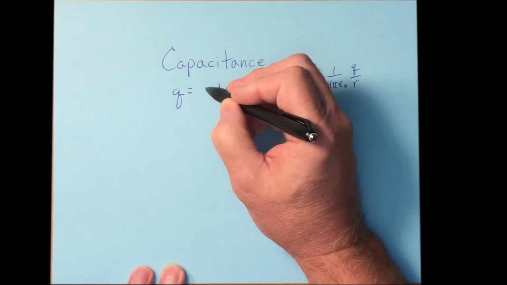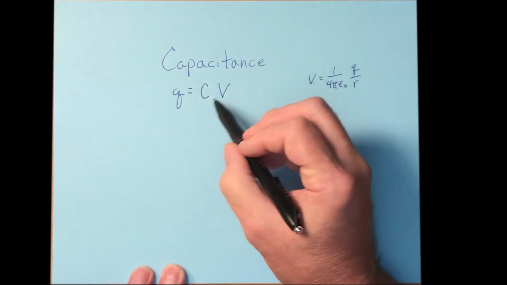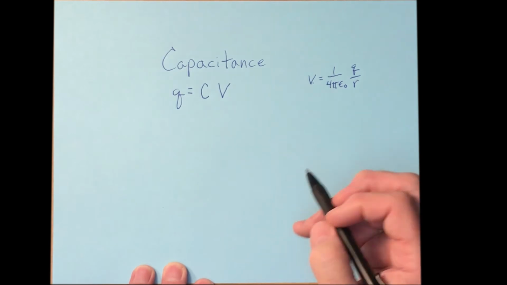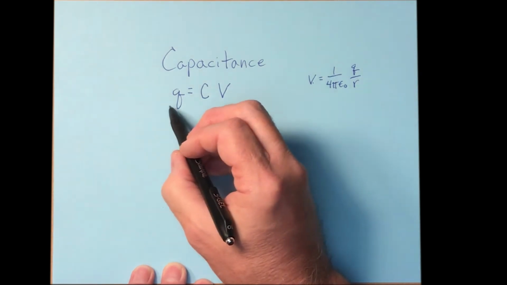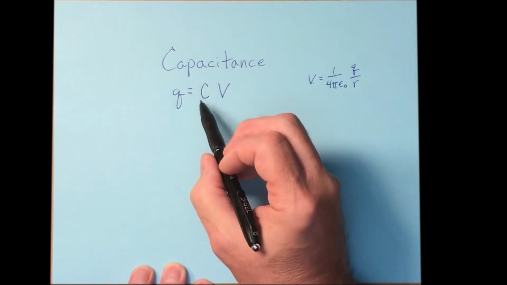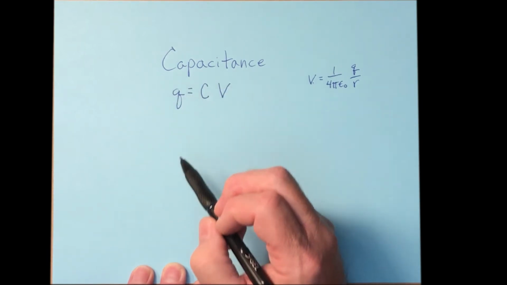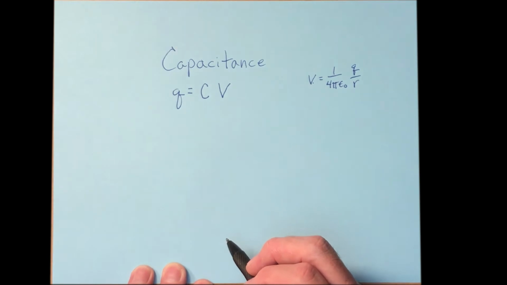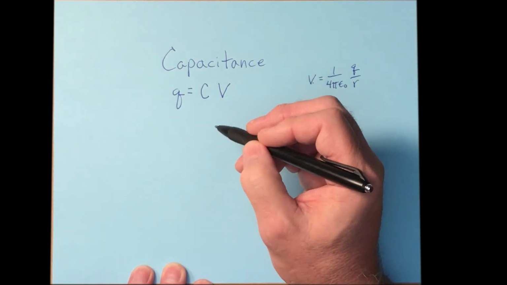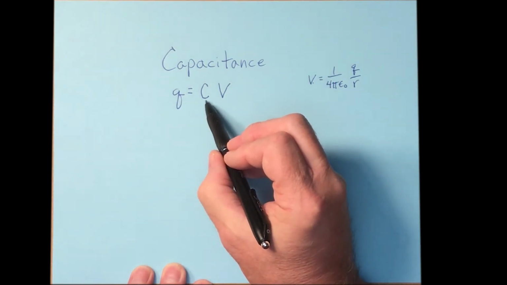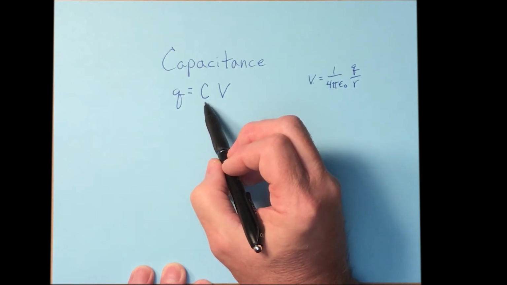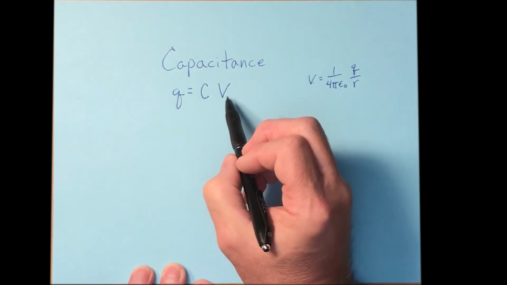Charge is equal to some constant times the potential. And that is a really simple equation. That's called the capacitance equation. And we will use this equation repeatedly when we get farther into capacitance. But the C here is just a constant. It's a constant proportionality that depends upon the geometry of the situation you're talking about.